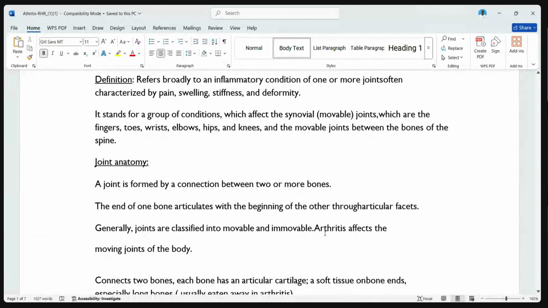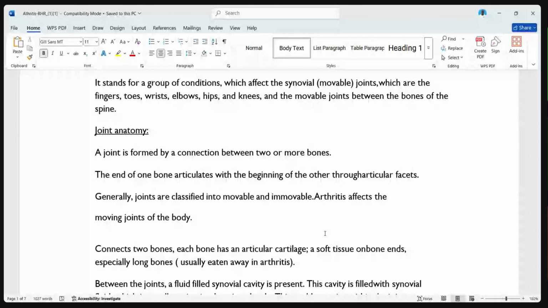And we were able to understand yesterday that in our bodies we have joints. We have joints at the legs, the metatarsals, the phalanges. We have the knee joints. We have the hip joints. We have every other kind of joints. A joint is formed by a connection between two or more bones. A joint is connecting two bones.